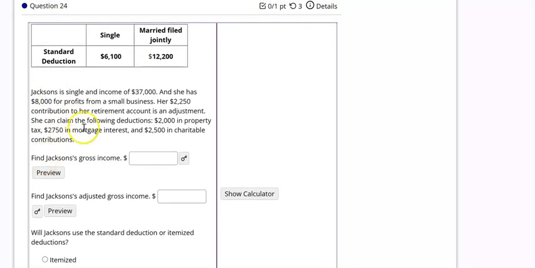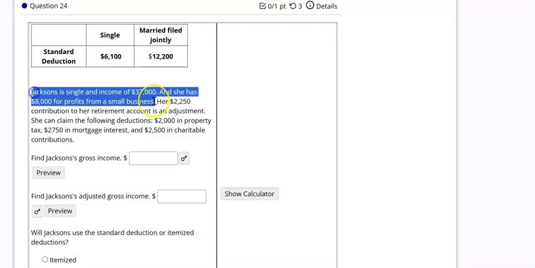Jackson is single and her income is $37,000. She has $8,000 profit from a small business. Okay, notice that she has two incomes. One is $37,000. The other is $8,000 for the profit. So profit from the small business is also income. So there are two incomes here.